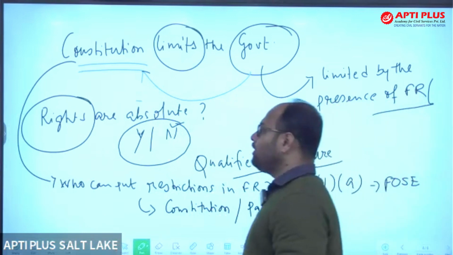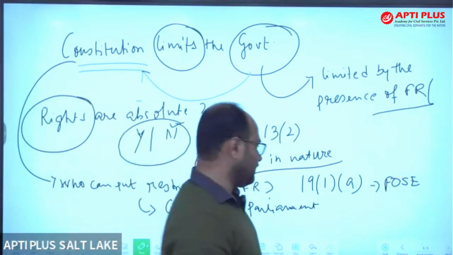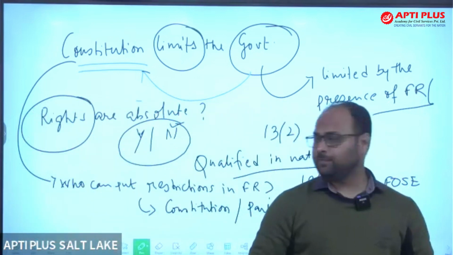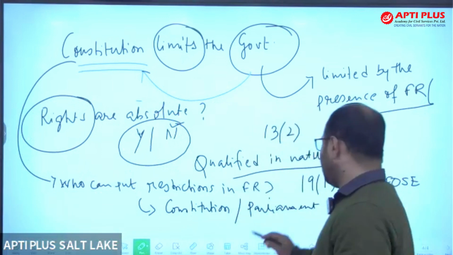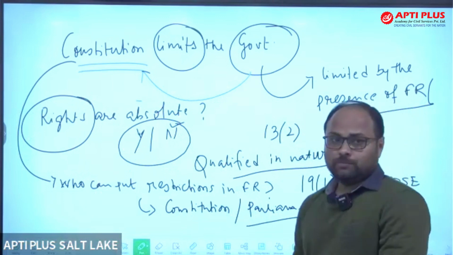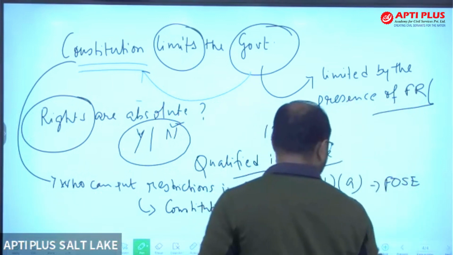So rights cannot be absolute in nature. They are restrictive or qualified in nature. And who can put restrictions on them? The first restrictions have been put up by the constitution itself, and Parliament is also empowered to put restrictions on the fundamental rights. Now, a big question comes.